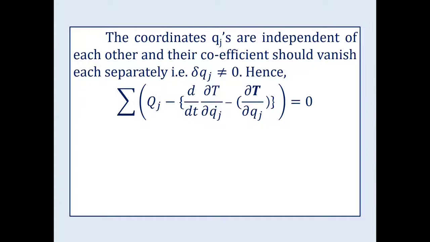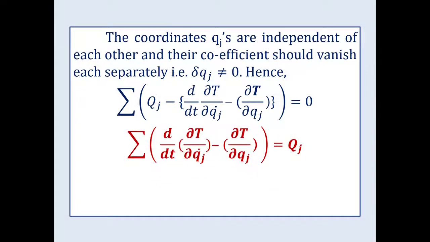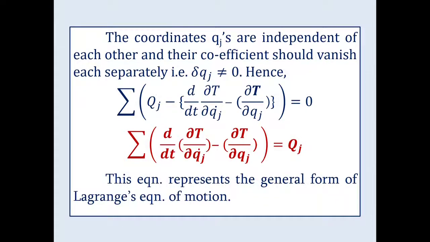So Qj minus d/dt of ∂T/∂Qj dot minus ∂T/∂Qj is equal to 0. Now let us take this capital Qj to the right hand side. We get d/dt of ∂T/∂Qj dot minus ∂T/∂Qj equal to capital Qj. This equation represents the general form of Lagrange's equation of motion. So from this general form of Lagrange's equation, we can derive the Lagrange's equation of motion for a conservative system and a non-conservative system.